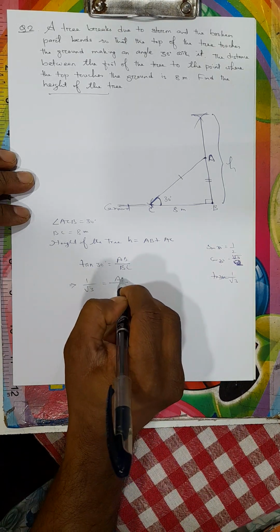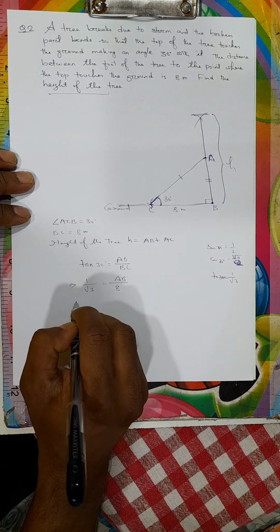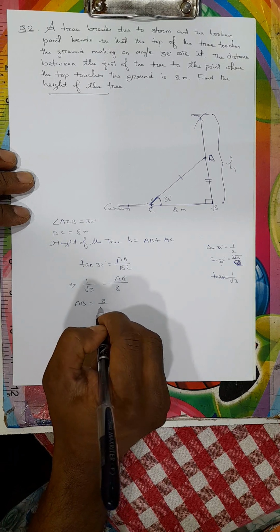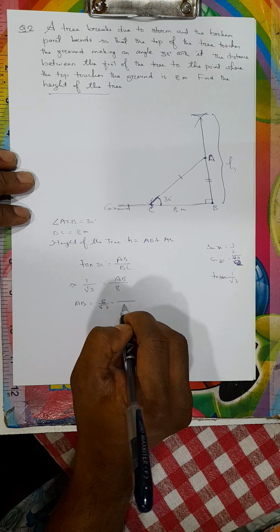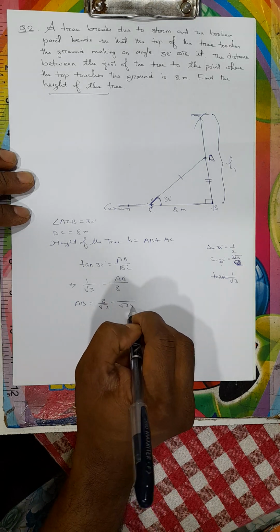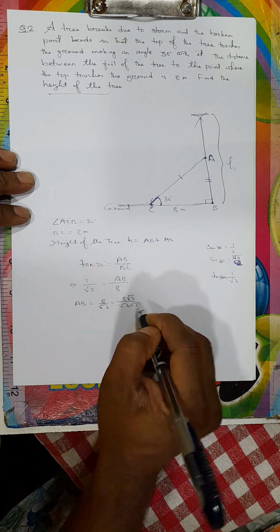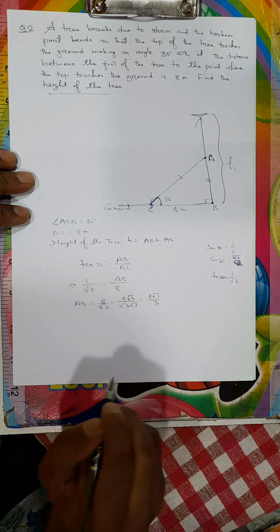AB is unknown and BC is 8. Therefore, AB equal to 8 divided by square root of 3. Or you can rationalize the denominator, square root of 3 multiplied by square root of 3. So in numerator is 8 root 3. 8 root 3 divided by 3. This is AB.